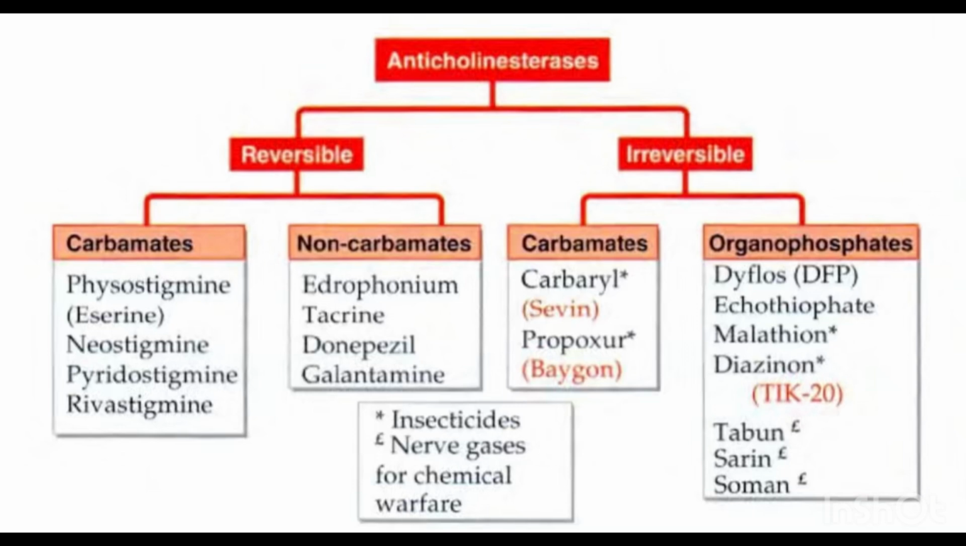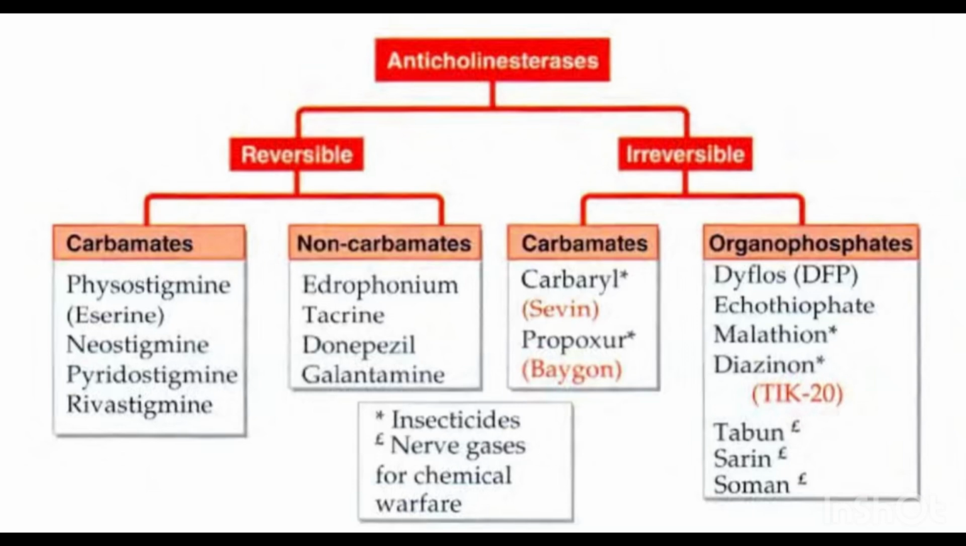But for the reversible, we divided it into carbamate and non-carbamate. I'm just doing the overview for those that have not watched the last video, so make sure to go and watch the last video before you come here. In the carbamate, the drugs are derived from carbamic acid. The non-carbamate have a similar function to carbamate. Their chemical structure is not carbamate, but the function they portray looks like carbamate. And the last classification is organophosphate. This one falls under the irreversible class.